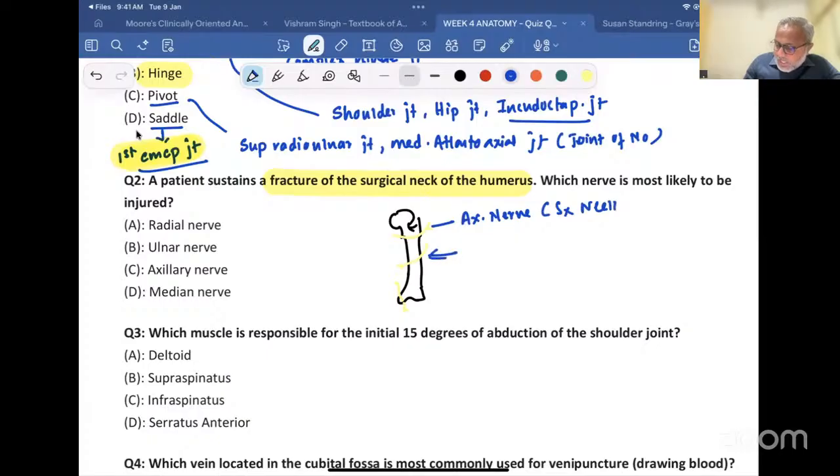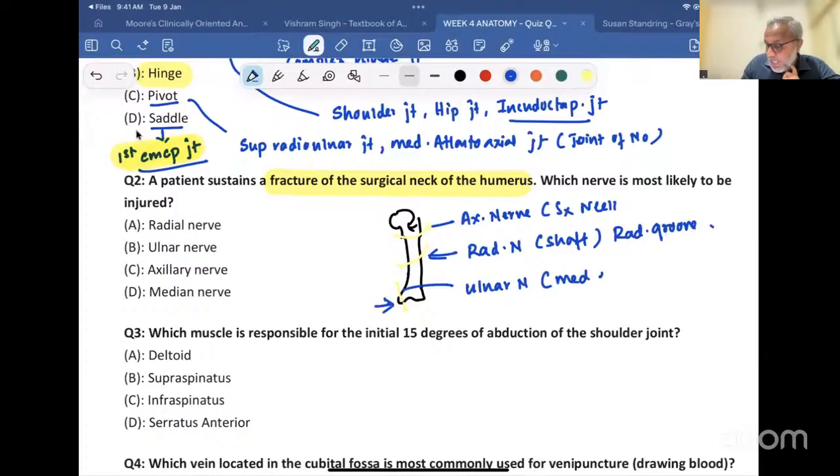What about this? This is the radial nerve related to shaft, right? To be more specific, we call it as radial groove, or we also call it as the spiral groove. Now, what about this nerve? This is the ulnar nerve, right? This is related to the medial epicondyle. Now remember, medial epicondyle, when you hit against a hard surface, you have that strange tingling sensation running down the medial aspect of your forearm, right? This is because of direct stimulation of ulnar nerve. Got it? So this is regarding the question related to fracture of surgical neck.